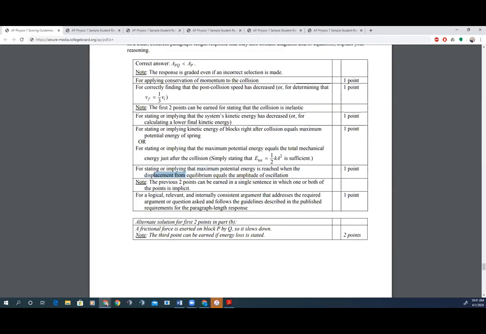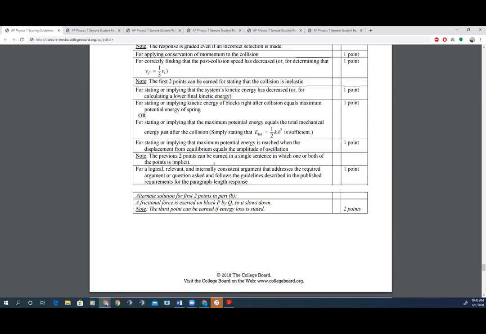Then, for stating or implying that the maximum potential energy is reached when the displacement from equilibrium equals the amplitude of oscillation. Yeah, I stated this in an equation, but careful, you had to actually explicitly state that PE max is equal to 1/2 Ka squared, right? Where the amplitude is related to that maximum potential.